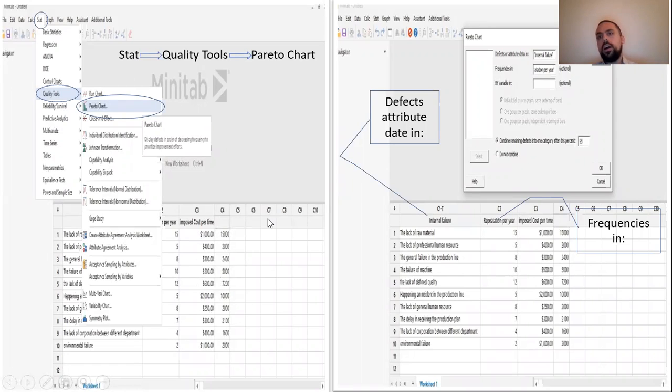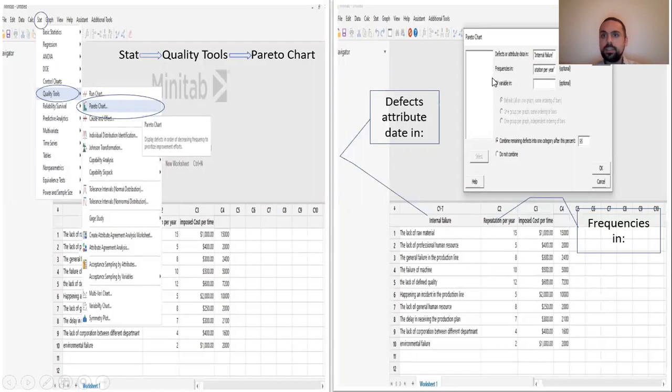So now I want to go and draw the Pareto chart. So I click Stat, Quality Tools, and Pareto Chart. After that, we have a page like this, the Pareto chart page. Please pay attention. For the first one, defects or attribute data in, we need to specify the factors, the list of the factors we want to consider. So for me, it was internal failure.